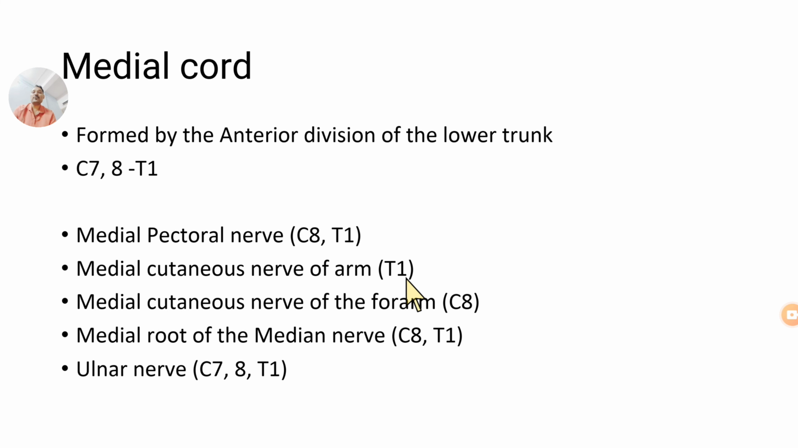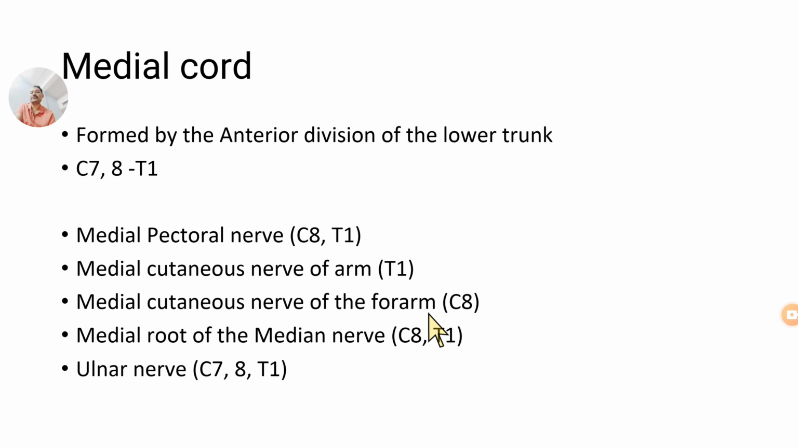They will have overlapping fibers or accessory fibers coming from the C8 also, but T1 is the major contributor because your arm medial part is contributed by T1, and partly it also gets the contribution from that intercostobrachial nerve, that is T2. Okay, so remember this medial cutaneous nerve of the arm, floor of the axilla in the medial part, upper medial part of the arm is supplied by this, lower is supplied by the medial cutaneous nerve of the forearm, which also gives some fibers to that lower part of your arm.